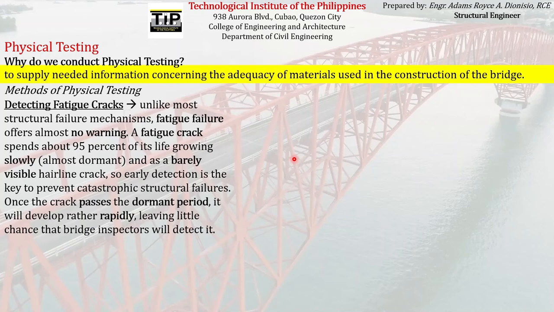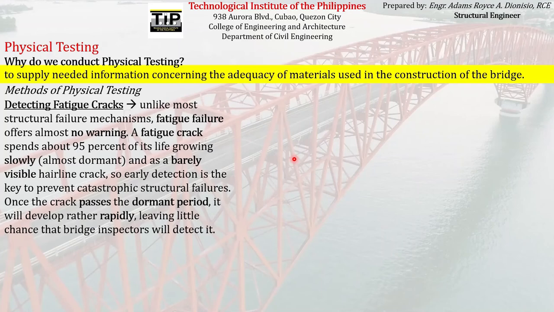So if we cannot detect the fatigue cracks immediately, the result will be that they will develop continuously until such time that they reach a certain period wherein they will develop rapidly, and then will result in the eventual failure of a particular component that experiences those fatigue cracks.